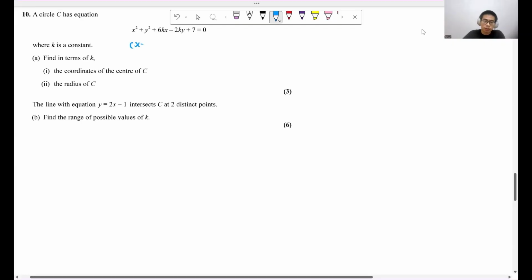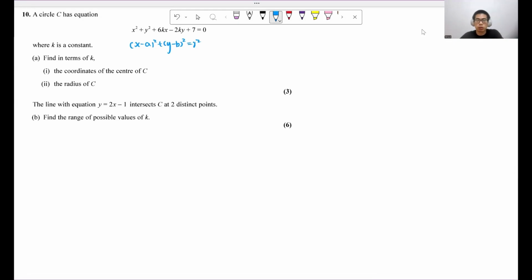in terms of x minus a squared plus y minus b squared equal to r squared form. So basically, we need to complete the square. Let's write down the circle equation first: x squared plus y squared plus 6kx minus 2ky plus 7 equal to 0. To complete the square, I'm going to write all the x terms next to each other and all the y terms next to each other.